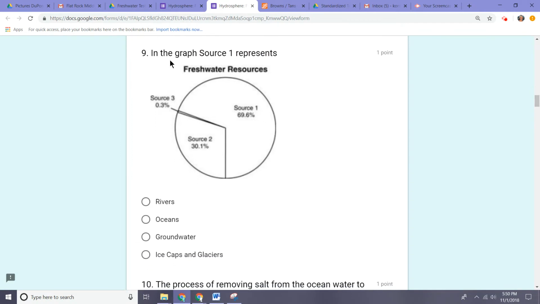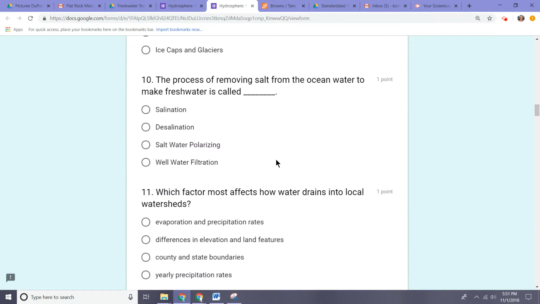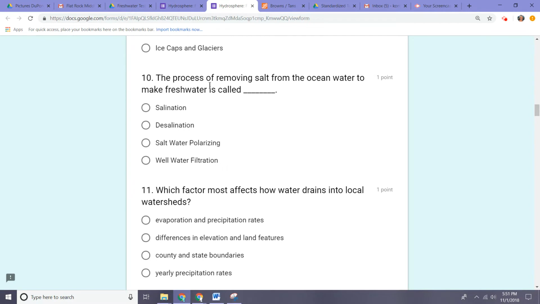Number 9. In the graph, source 1 represents freshwater resources. Source 3, source 2, source 1, rivers, oceans, groundwater, ice caps, and glaciers. Number 10. The process of removing salt from the ocean water to make fresh water is called salination, desalination, salt water polarizing, well water filtration.